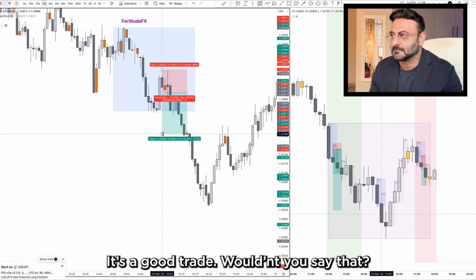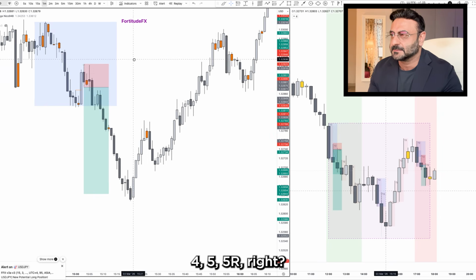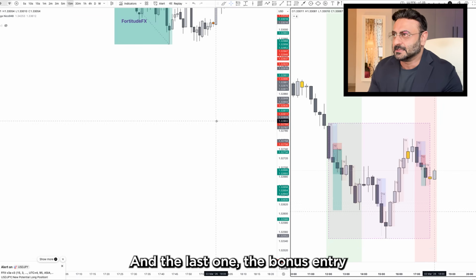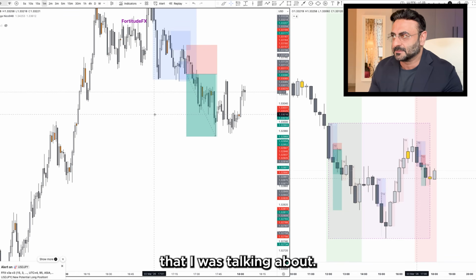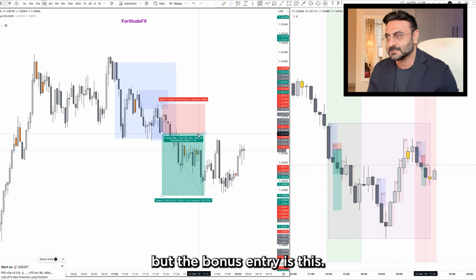Nice, good trade. Wouldn't you say that? How much is that? 4 or 5R, right? And the last one, the bonus entry that I was talking about. And the market's, by the way, is still running here. But the bonus entry is this.